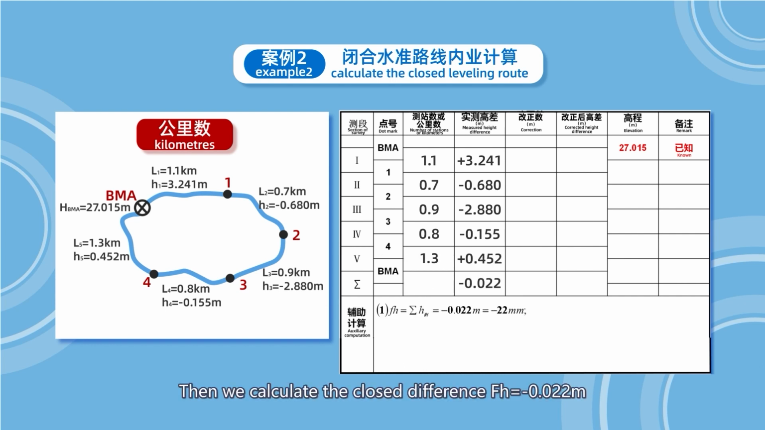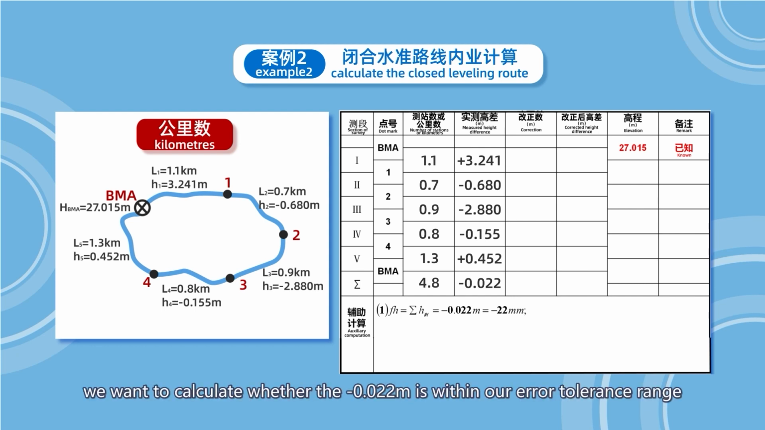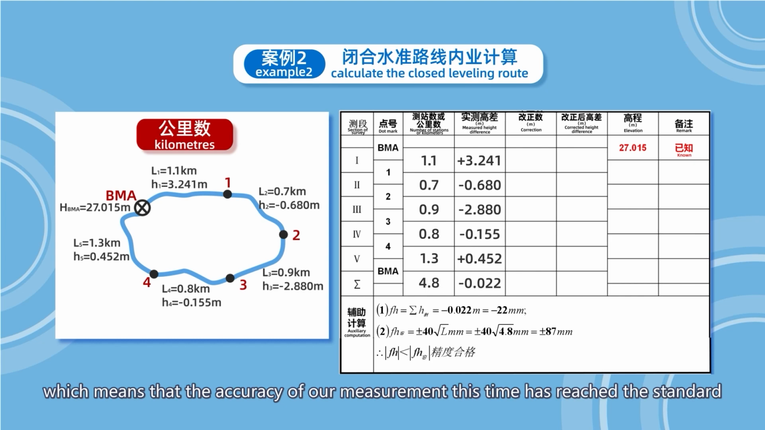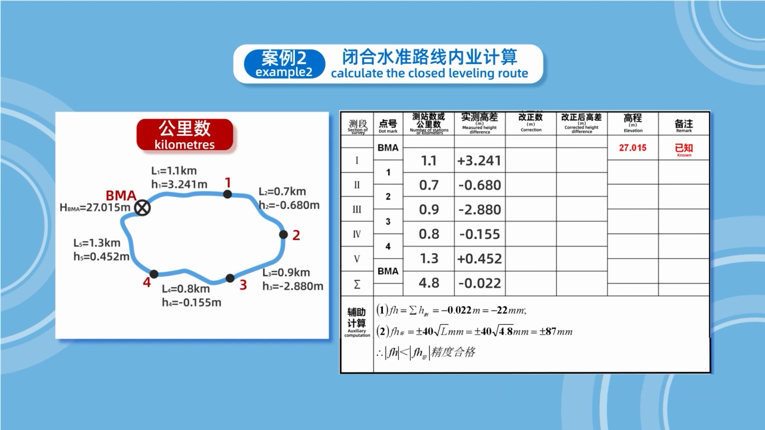Then we calculate the closed difference fh equals -0.022 m, and the total distance is 4.8 kilometers. Secondly, we want to calculate whether the -0.022 m is within our error tolerance range. The calculation formula is plus or minus 40 square root of 4.8, and the calculated value is plus or minus 87 millimeters, which means that the accuracy of our measurement this time has reached the standard.